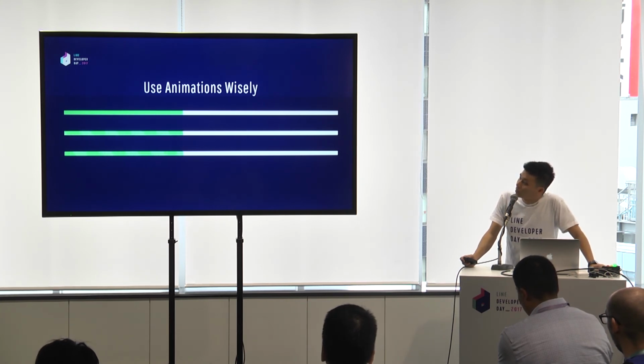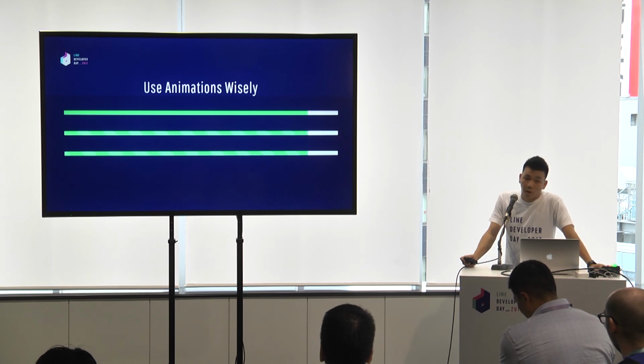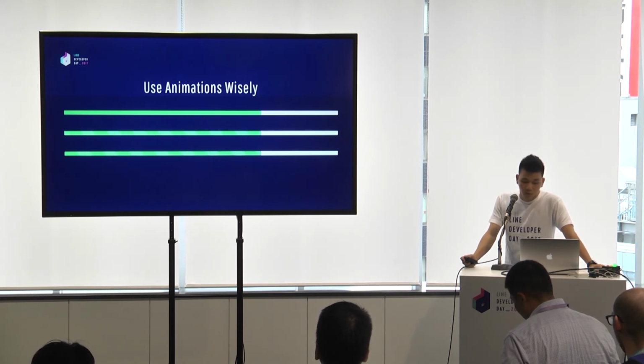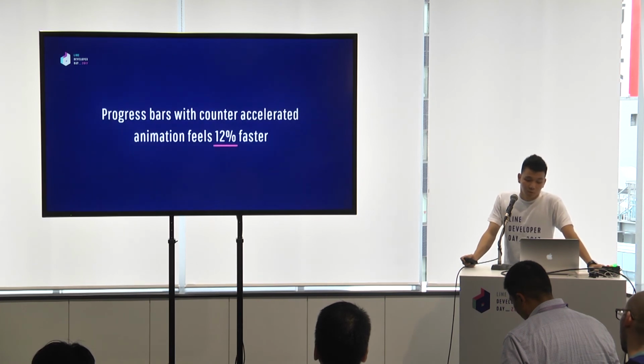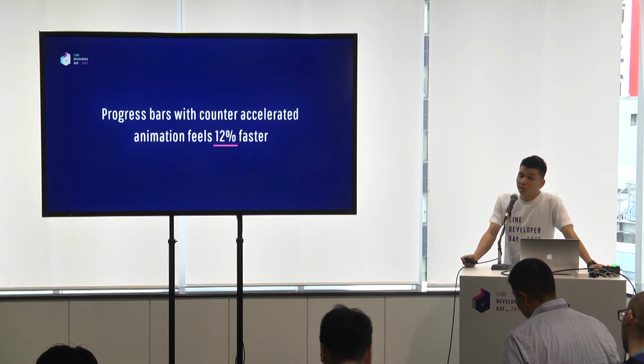You can see these three animations having the same speed, but with different kinds of animation. If you use animation wisely, for example the backward-spin animation in the second, or the accelerating backward animation, you can make a progress bar of the same speed feel faster. This kind of animation will make users feel better when they have to wait. Research also shows a progress bar with a counter-accelerated animation makes users feel 20% faster. This is what we use to improve perceived performance.